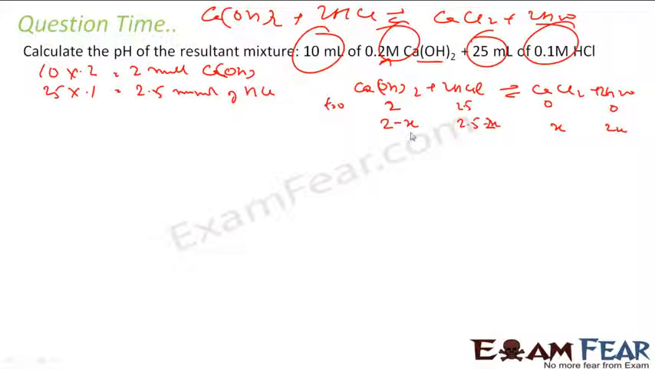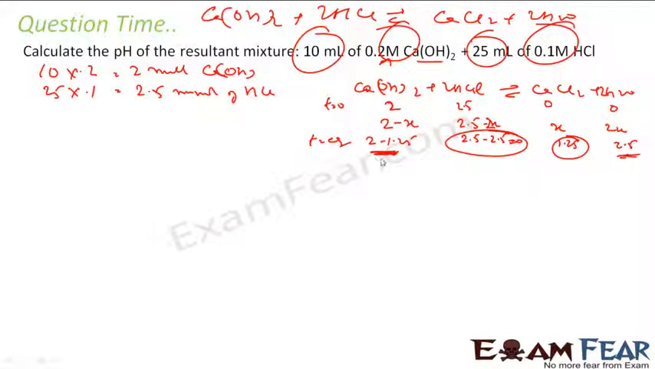X can have 1.25 value also because it's a neutralization reaction. So let's assume X is equal to 1.25. So HCl becomes 2.5 minus 2.5, that is 0. This becomes 1.25, this becomes 1.25, and Ca(OH)2 becomes 2 minus 1.25. Right? That is at equilibrium, you can see. So HCl is 0 now, and we can ignore the products. So we have Ca(OH)2 as 0.75 millimoles.